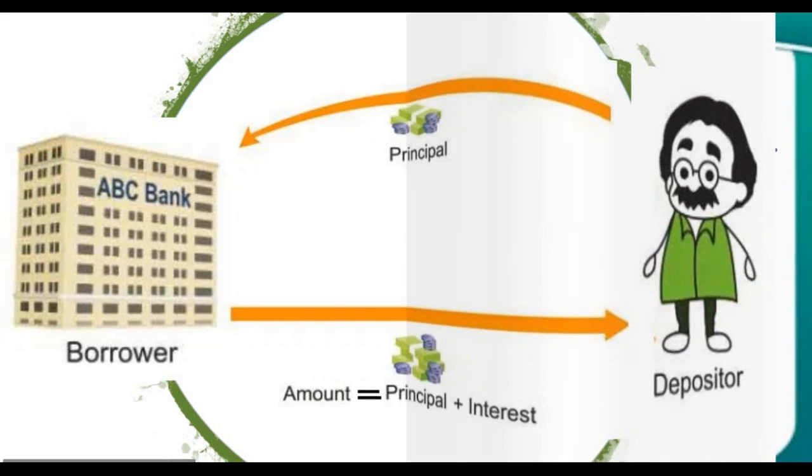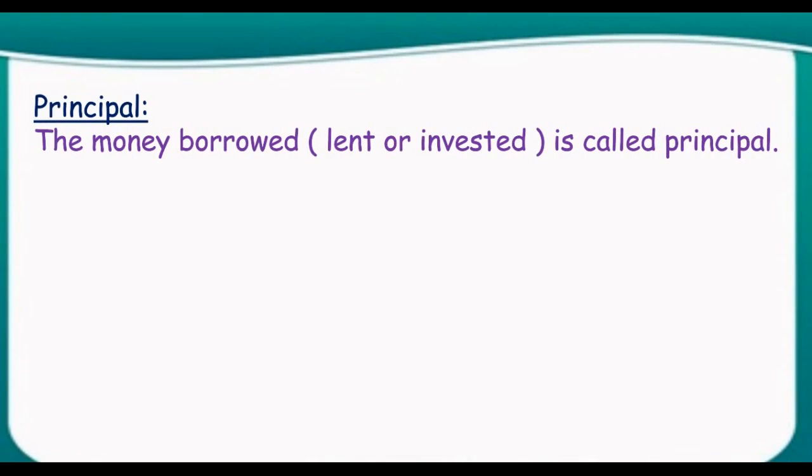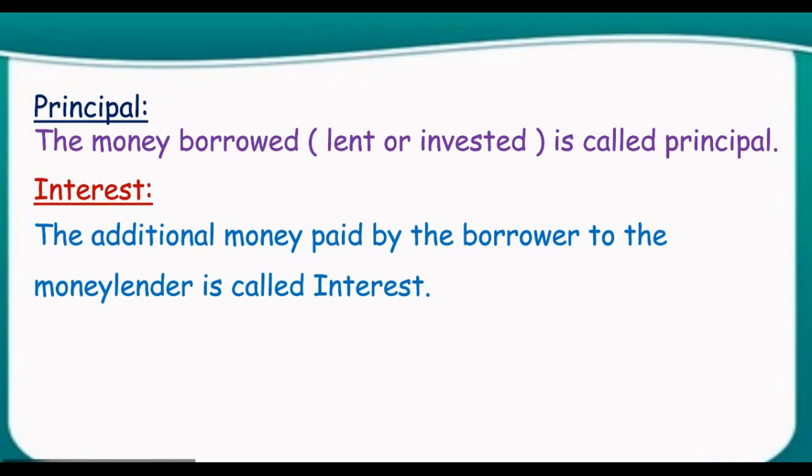We can define all these terms. Principal means the money borrowed, lent or invested. It is called the principal. Then the term interest, the additional money paid by the borrower to the money lender. It is called interest.